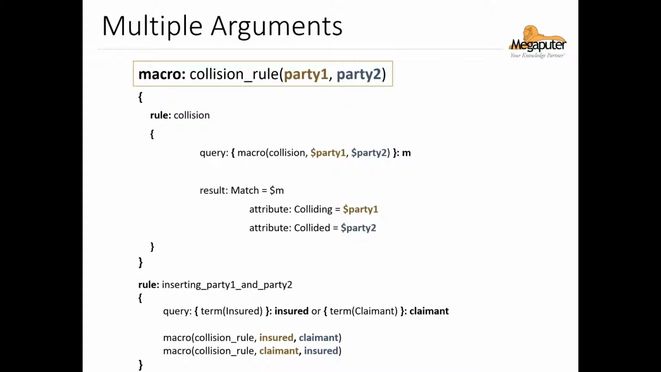Now at the bottom, I call two rules. I'll use two different instances of this macro. The first one, I'll call macro collision rule, and then I'll provide it insured, then claimant. And then in my next one, I'll do claimant, then insured. The order matters there. So it'll be insured hit the claimant in the first one, and then claimant hit the insured in the second one. So now both those ideas can be captured in just one rule. I just have two different calls of the macro there. And that's how you can use multiple arguments.